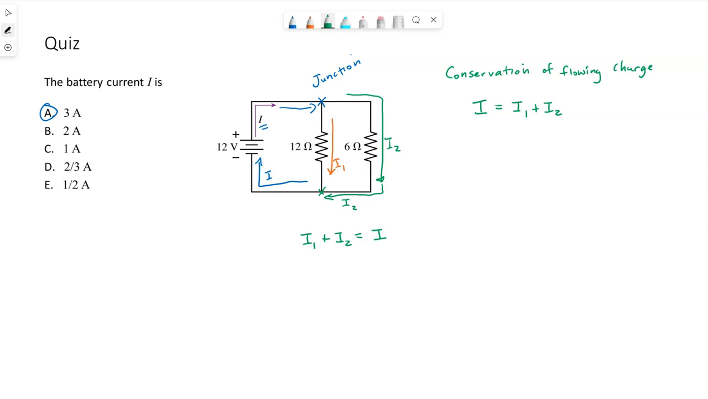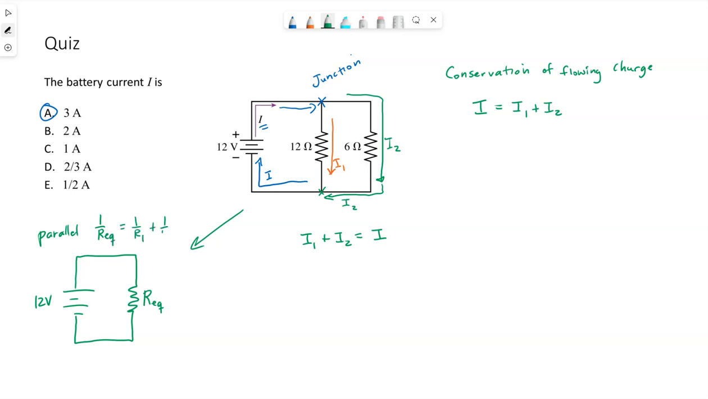Now, in terms of how much current flows, there's two ways to go about this. We can find an equivalent resistance, and that will be the battery voltage. Well, sorry. Let me explain that better. We can find an equivalent resistance. These two are connected in parallel. To find equivalent resistance, we have that inverse relationship.